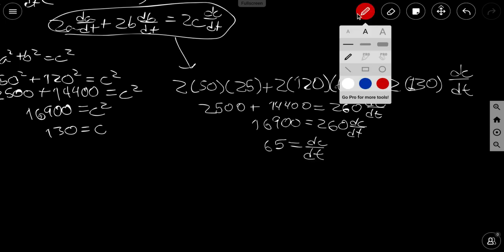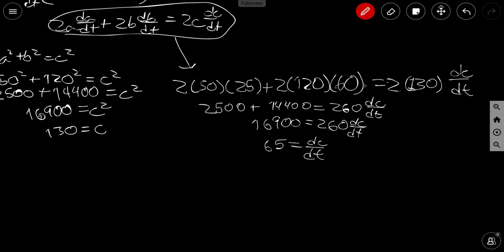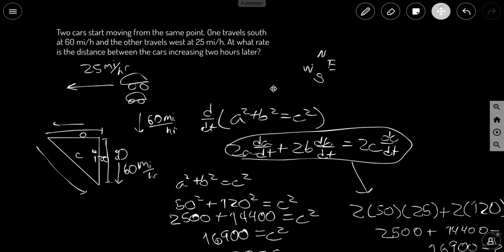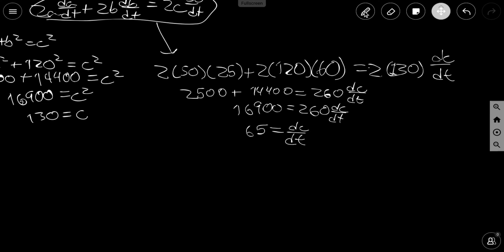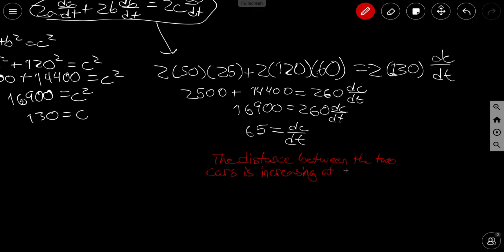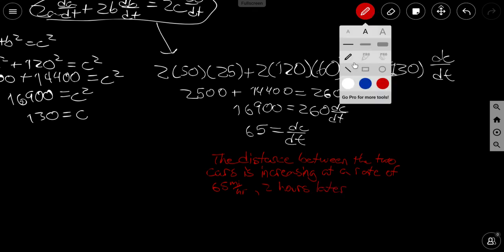So then our answer would be: the distance between the cars 2 hours later is increasing at a rate of 65 miles per hour. And that right there is our answer.